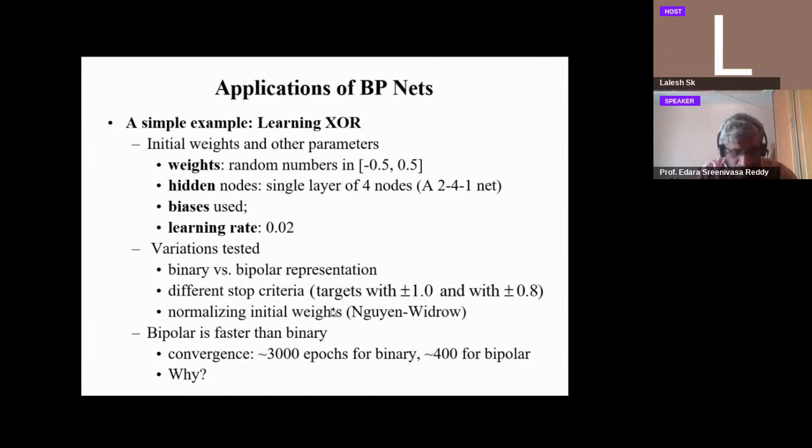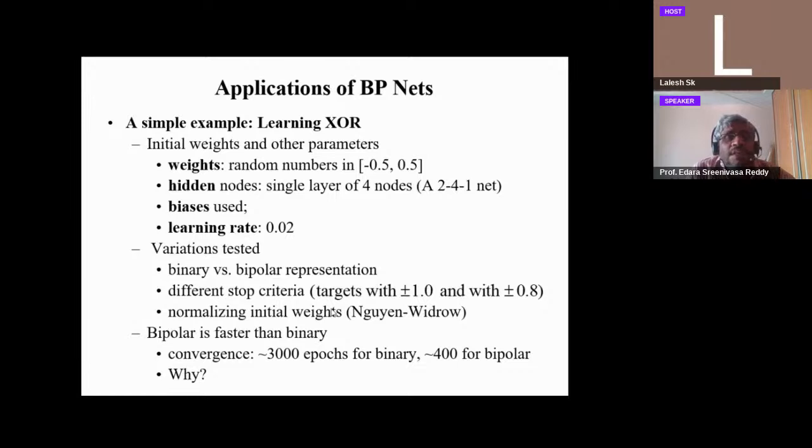Two inputs, one output. Two input nodes, as we saw there, and the number of nodes in the hidden layer is double that of the input nodes: 4 hidden nodes and 1 output. And we can use bias. And the learning rate we have kept at 0.02.